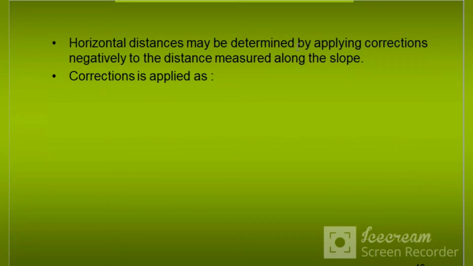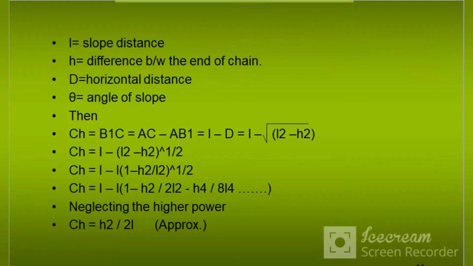Horizontal distance may be determined by applying correction negatively to the distance measured along the slope. Correction is applied as follows: l is the slope distance, h is the difference in elevation between the ends of the chain, and D is the horizontal distance. Theta is the angle of slope. Then the correction is B1C, which is equal to AC minus AB1, which is equal to l minus D, which is equal to l minus the square root of l squared minus h squared. So इसको आप खुद देख लें.